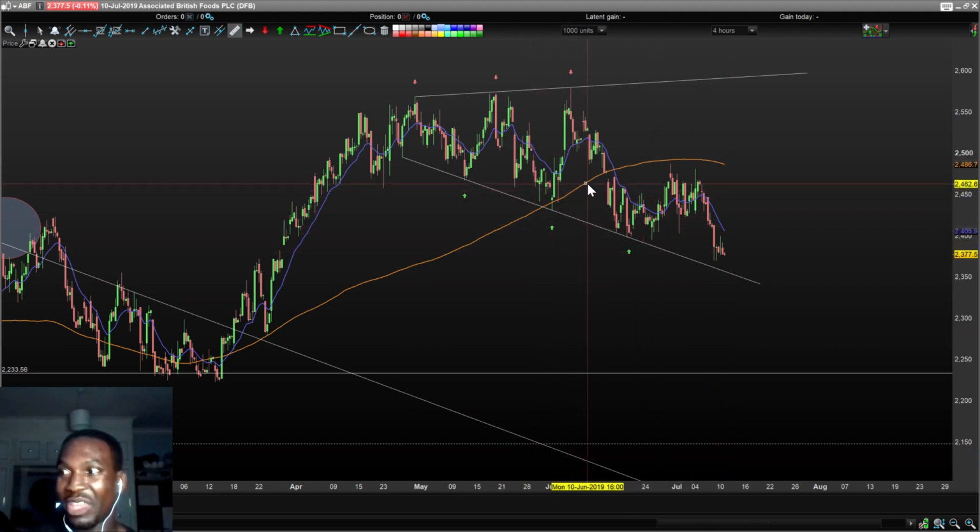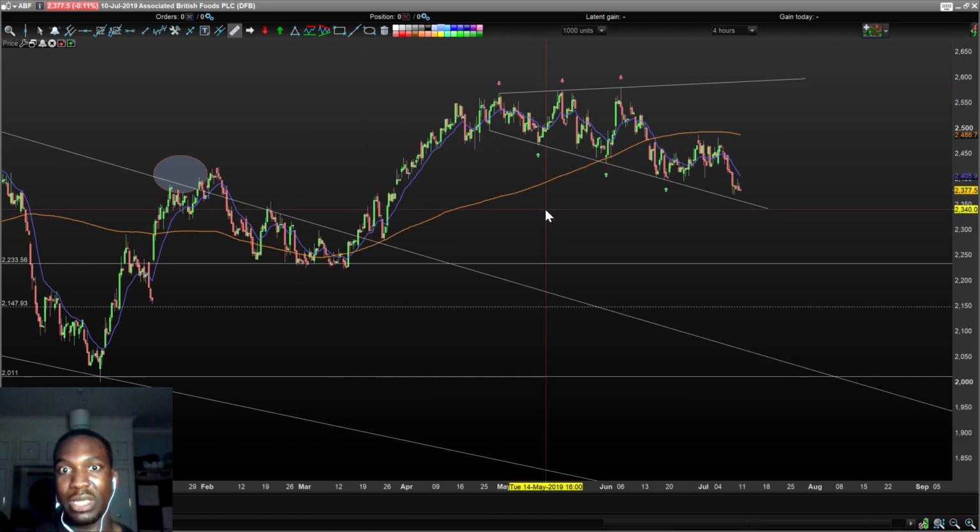The 188 simple moving average is above price and it's curving down. So this all is telling me that it looks like it's going to sell off. This is why I'm confident in shorting this position. So I'm going to take a short position on this trade.